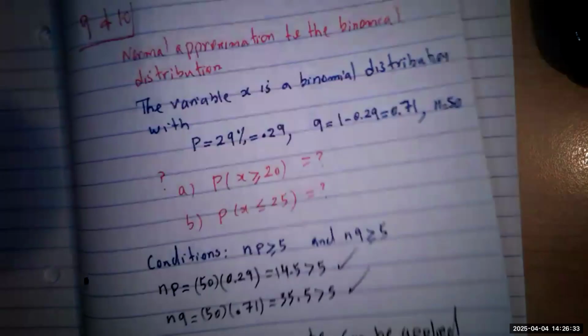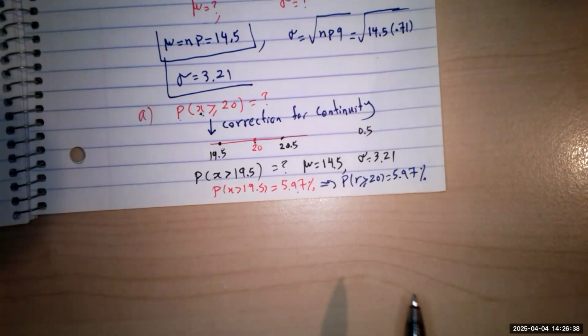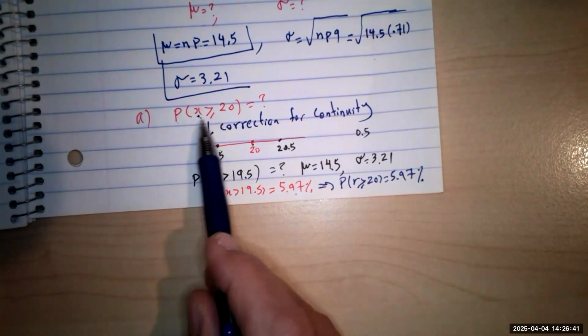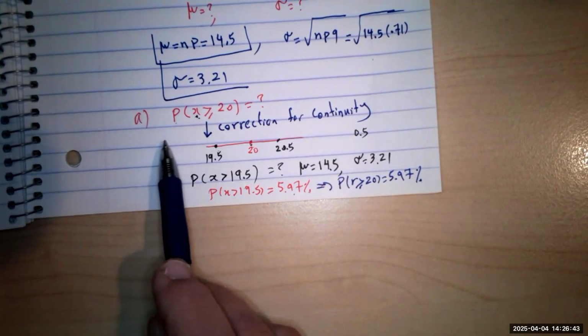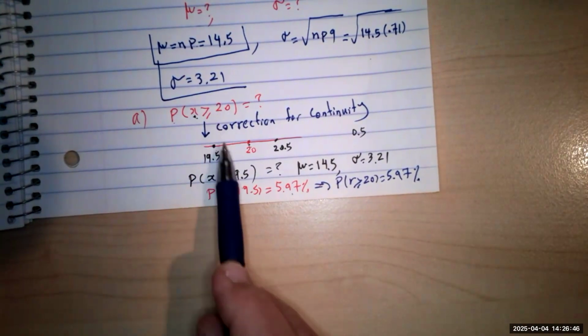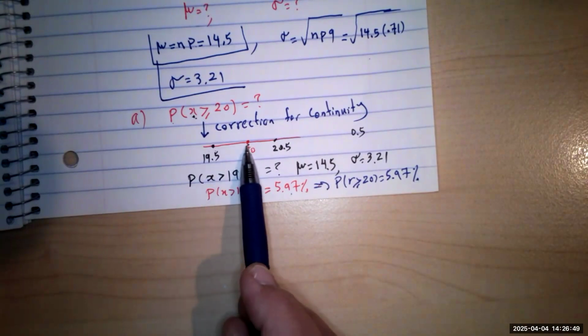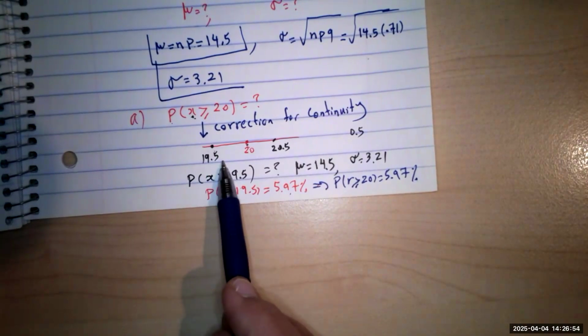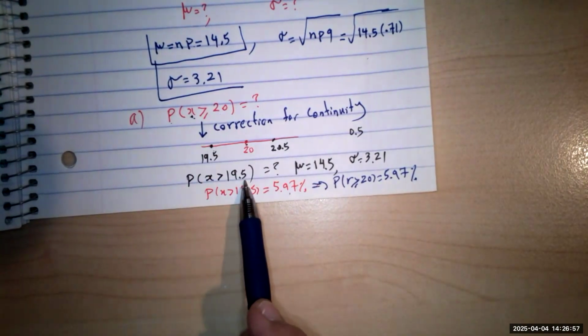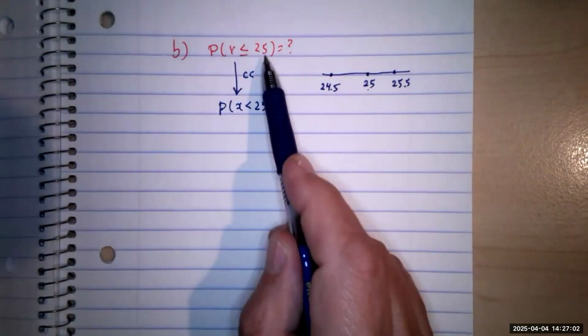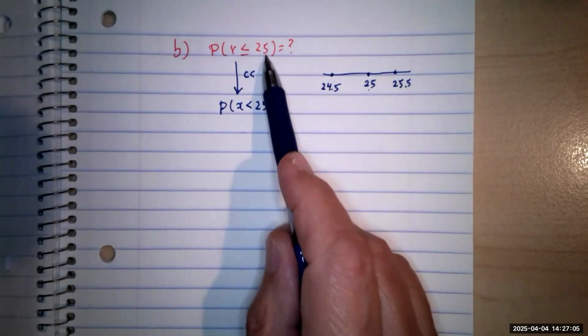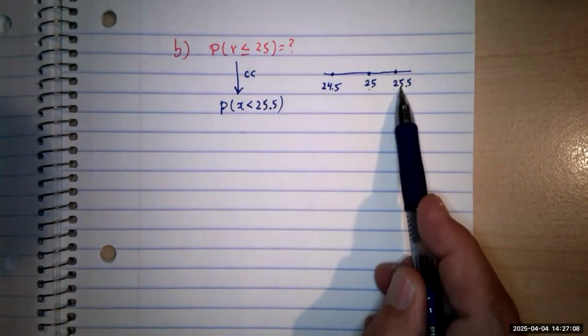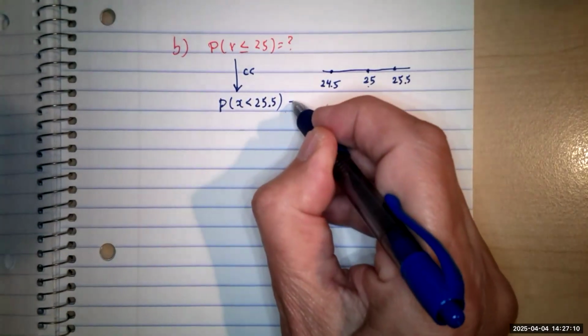So be careful. This one that we did was greater than. You can change this to the R if you like. It's a greater than, so 20 is greater than what? Is it greater than 20.5? No, it's greater than 19.5. So that's why 20 is greater than 19.5. But over here it's a less than 25. 25 is less than what? It's less than 25.5.